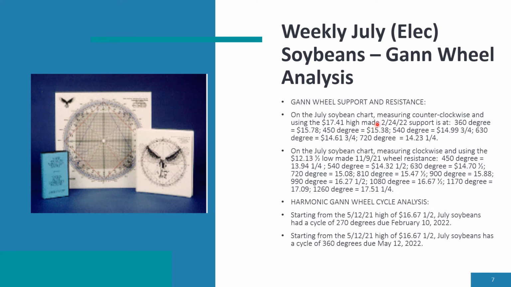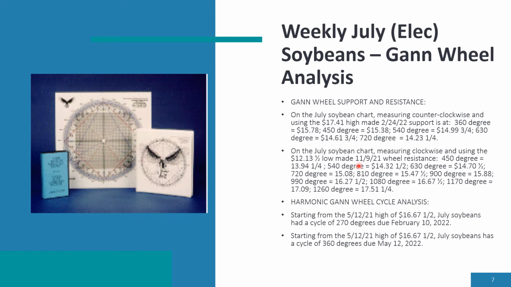On the July soybean chart, measuring counterclockwise and using the $17.41 high made February 24th, 2022, support comes in at the 360 degree at $15.78. The 450 degree is at $15.38. The 540 degree is at $14.99 3/4. The 630 degrees at $14.61 3/4. And the 720, which is 2 turns around the wheel, is at $14.23 1/4.